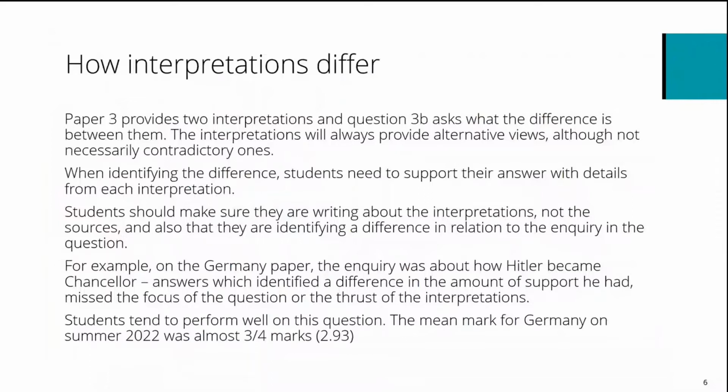It's really important that they make sure they're writing about the interpretations, though, and not the two sources that are also provided. They also need to make sure that they identify difference in relation to the specific inquiry in the question. For example, on this summer's Germany paper, the inquiry was about how Hitler became Chancellor. So answers which identified a difference in the amount of support he had completely missed the focus of the question and the thrust of the interpretations. Students do tend to perform well on this question. The mean mark for Germany this summer was almost 3 out of 4 marks.